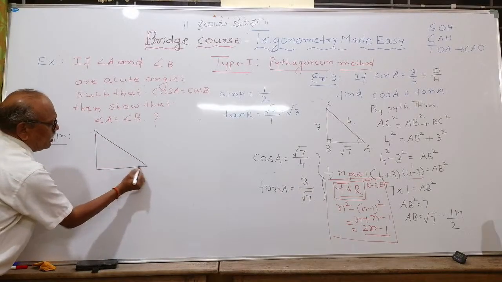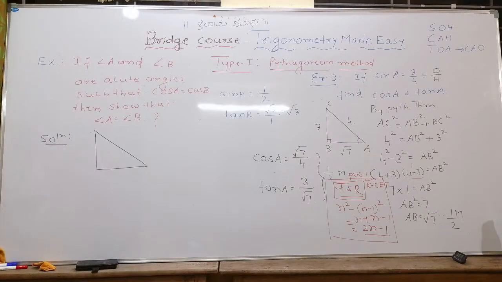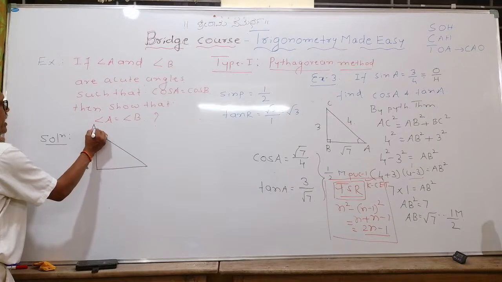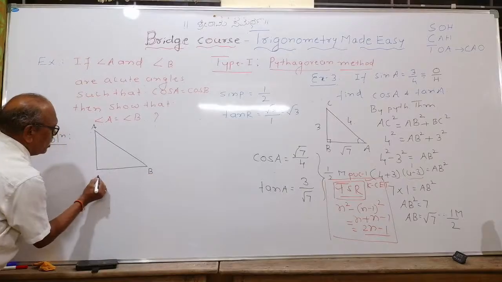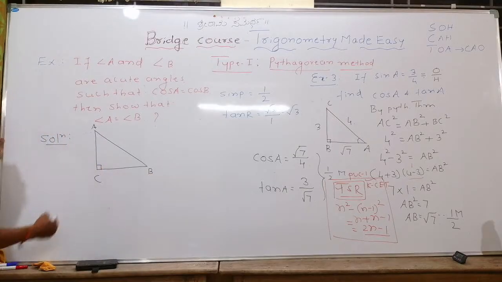Whenever you learn geometry, trigonometry, coordinate geometry, whenever questions are asked, learn to draw the diagram, because the diagrams will help you. A and B are acute angles. Then what will be the third one? It will be C. C will be 90 degrees. That is the meaning of it.